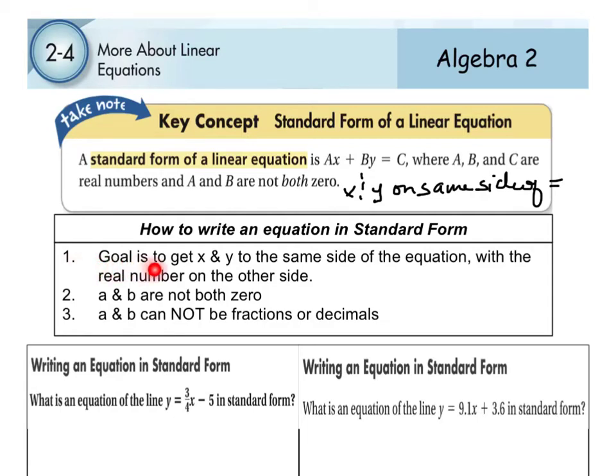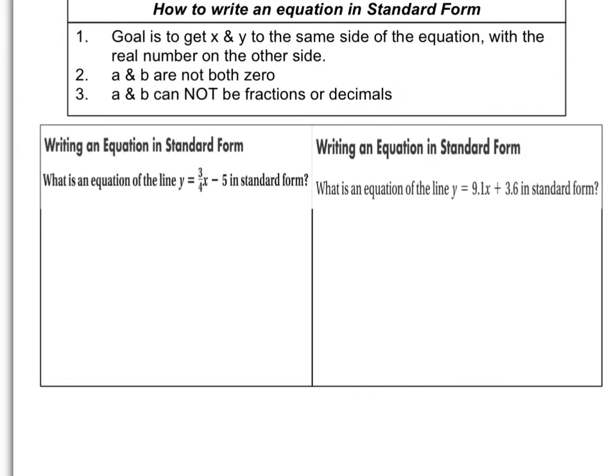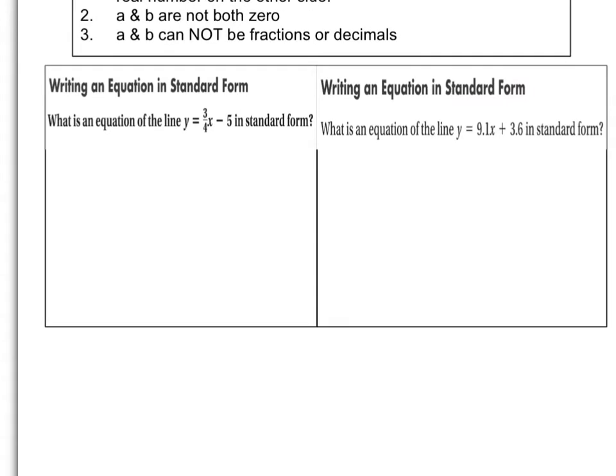Number one, the goal is to get x and y on the same side of the equation with the real number on the other side. Number two, a and b are not both 0. They cannot both be 0, because if a and b are both 0, there's no x and y. And step 3 says a and b cannot be fractions or decimals. This is a very important one that we're going to talk about. As we look at some examples using these steps, we want to get x and y to the same side, make sure a and b are not both 0, and that a and b cannot be fractions or decimals.